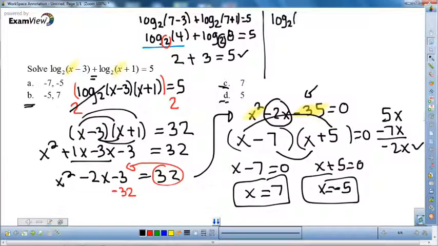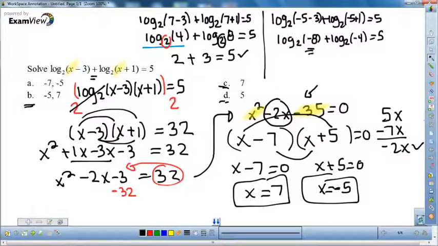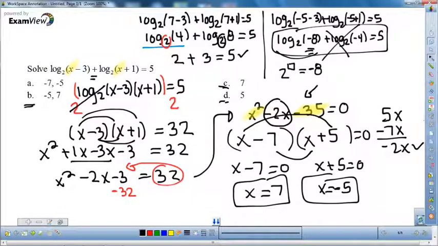So now I'm going to do the negative 5. So log base 2 of negative 5 minus 3 plus log base 2 of negative 5 plus 1. So I have log base 2 of negative 8 plus log base 2 of negative 4. Now, since I have negative 8, this means 2 to what power is going to give you negative 8. There's no such number. 2 to whatever power is always going to be positive. Logs can never be of negative numbers, so this would be wrong. So negative 5 is an extraneous solution. So my only answer is going to be 7. So remember to always check for extraneous solutions.